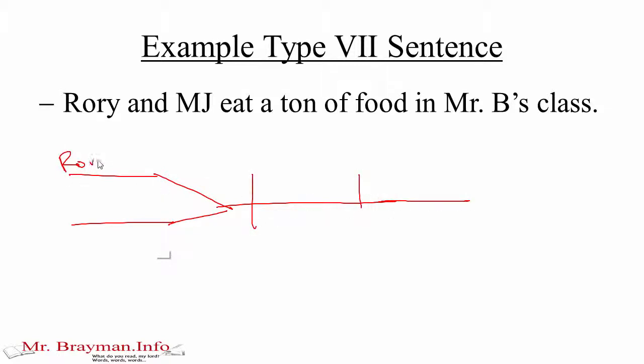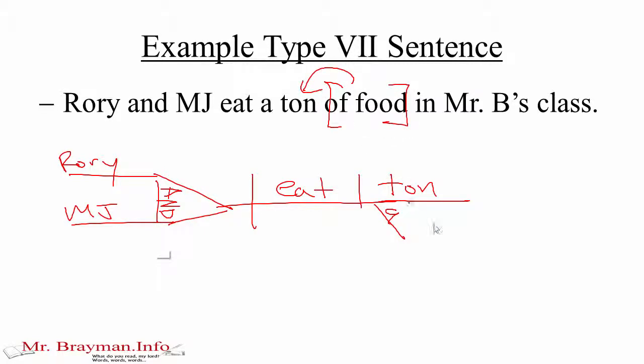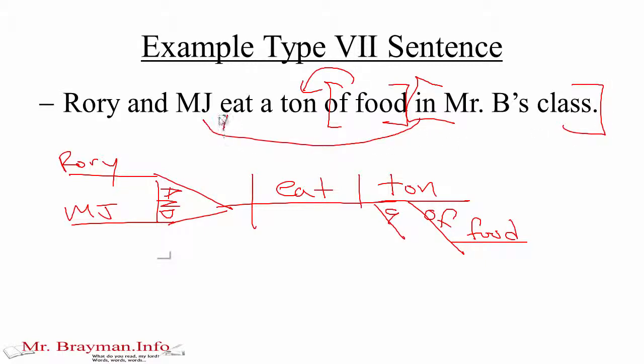All right, so Rory, MJ, eat a ton. They actually eat a ton. They eat what? They eat a ton. A ton of what? A ton of food. And what's this one doing? Oh, this says where they're eating it. So this actually modifies the predicate.